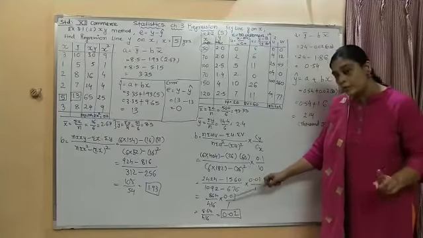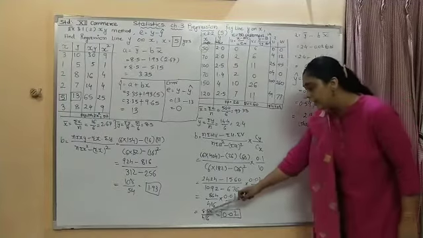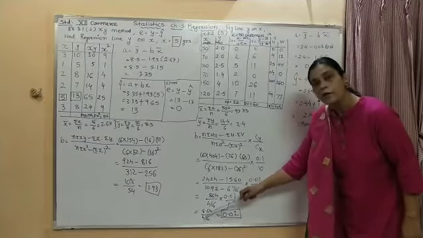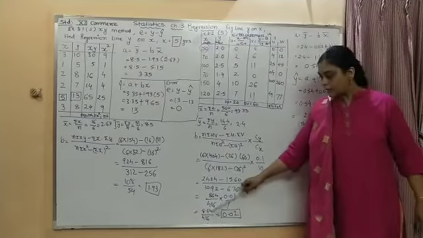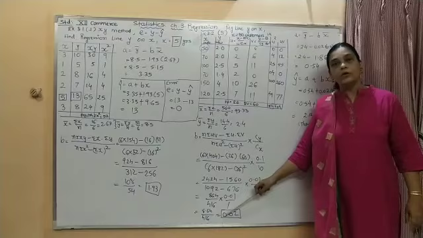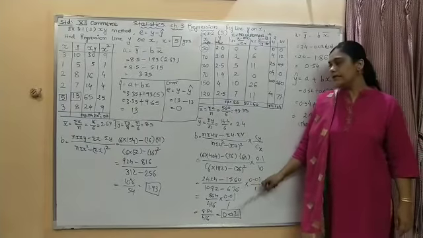864 into 0.01, answer would be 8.64 upon 416. So when I do this, answer will be 0.02. This is the answer of B.